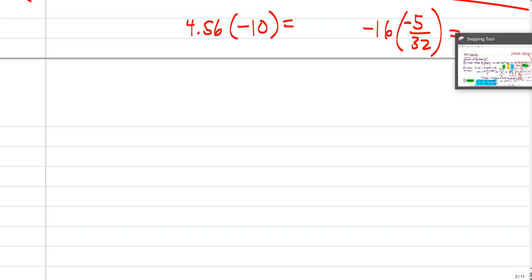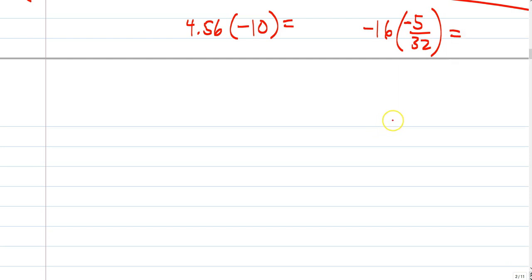We also need to be able to handle numbers like these. Okay, so 4.56 times negative 10. Well, I already know that I have a positive times a negative, so I know that my answer will be negative. Put that down in your notes, but that shouldn't be something you have to memorize. That should make sense, okay? You need to be able to do 4.56 times 10 without a calculator. So write down 4.56 times 10.